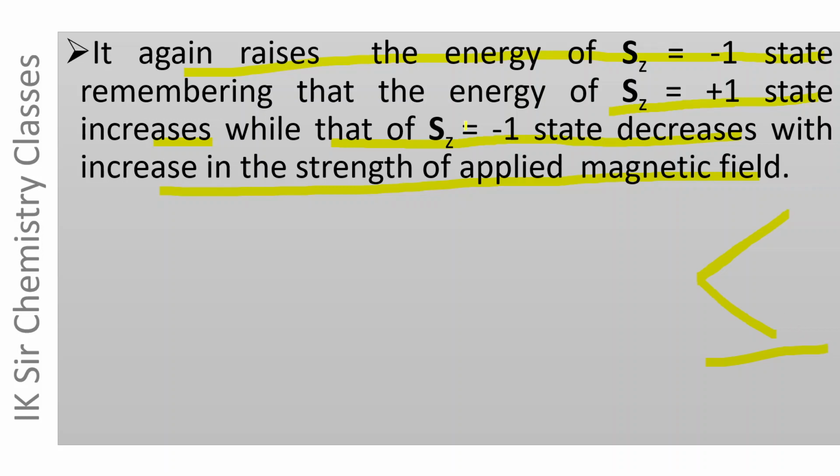Since the magnetic field experienced by electrons in Sz equals to -1 state is lower, the magnetic field strength is lowered at higher magnetic field. This is the energy of Sz equals to -1, but at lower magnetic field, this is the energy of Sz equals to -1 state, and hence the energy of Sz equals to -1 state also increases.